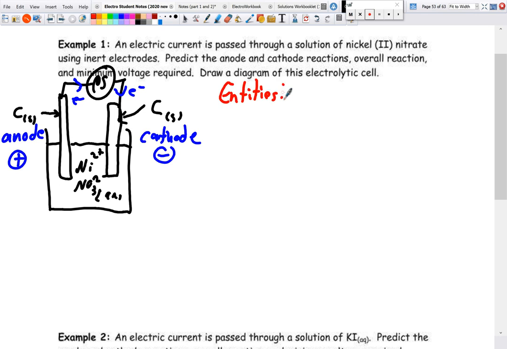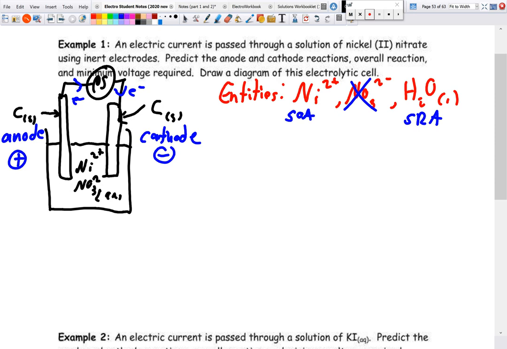Now to figure out all the entities, we have carbon, which I'm not going to include because it's an inert electrode. So really, all we have is nickel 2 plus, nitrate, and liquid water. These are all the entities that we have. So now we have to go through the whole song and dance of figuring out what is going to be our strongest oxidizing agent and strongest reducing agent. When you turn to your data booklet and go through, you'll notice that nickel 2 plus is my strongest oxidizing agent. Nitrate does nothing because there's no hydrogen ion, and that leaves water as our strongest reducing agent.